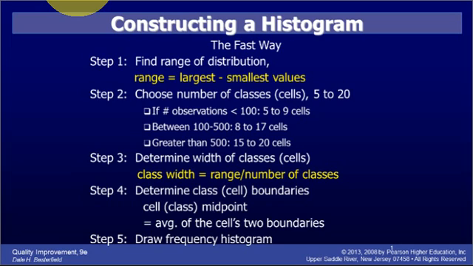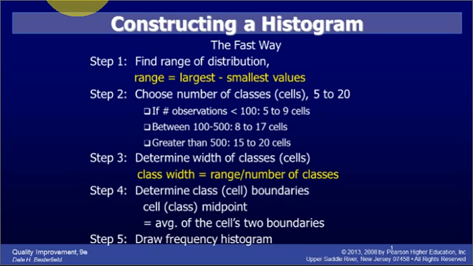The only tricky histogram to make is the histogram for grouped data. So you have a large range of data points. Therefore, you need to set the boundaries for each class. So the first step is to find the range of distribution, which equals the largest value in your dataset minus the smallest value in your dataset.